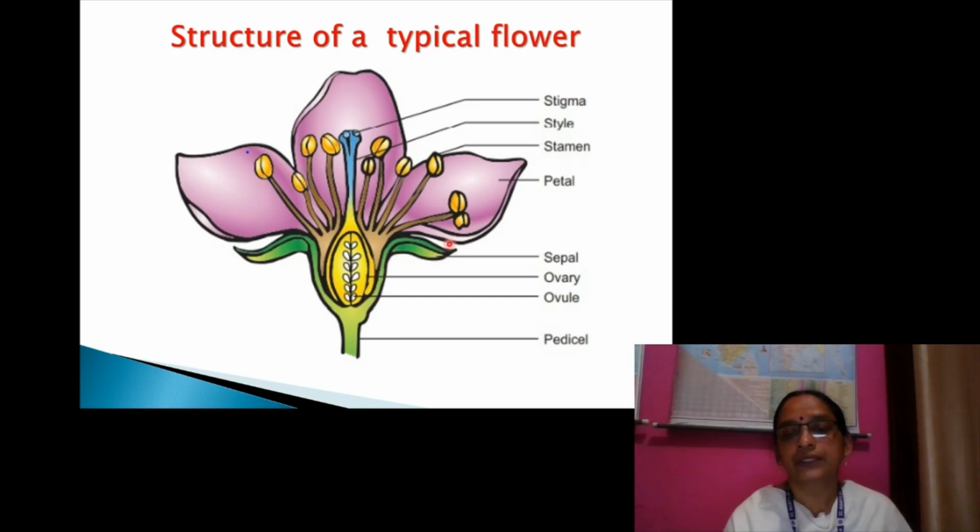Now once more we will see the four walls of a flower. Sepal, then petal. This sepal and petal are called the accessory walls of a flower. And the stamen and pistil are called the essential walls of a flower.